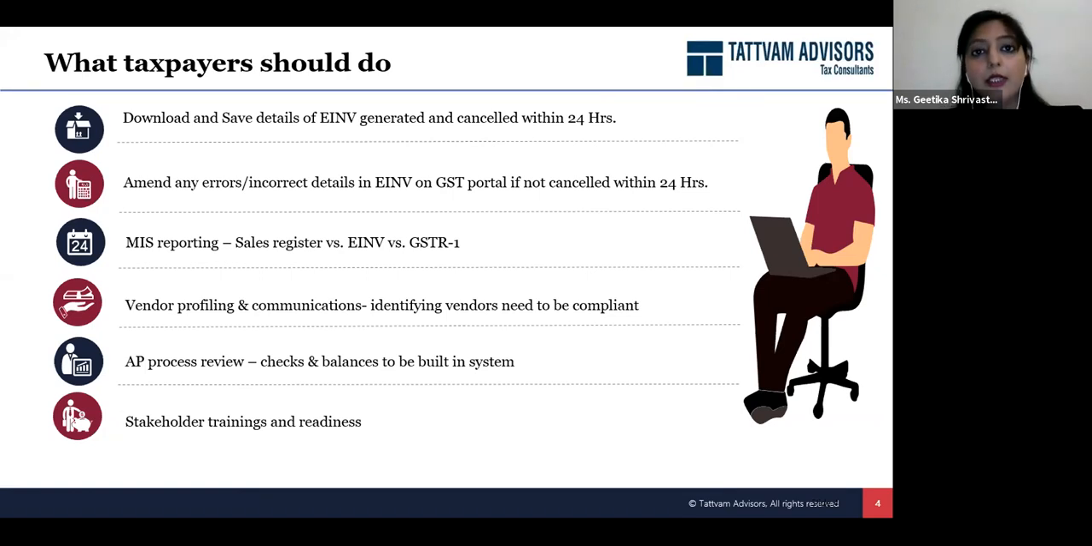Vendor profiling means you need to categorize all those vendors who are required to generate the invoice because of the threshold limit that they are crossing. You need to have a communication with all the vendors. In case they are required to generate, you need to ensure that any invoice which is coming from them is carrying all the IRN details.